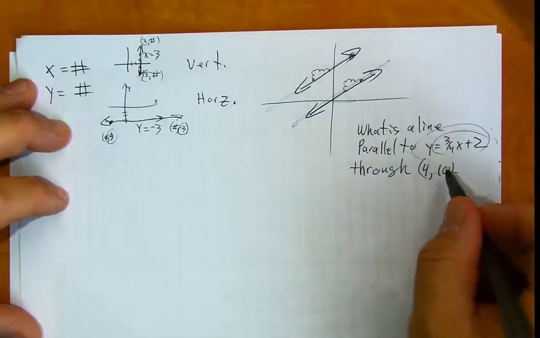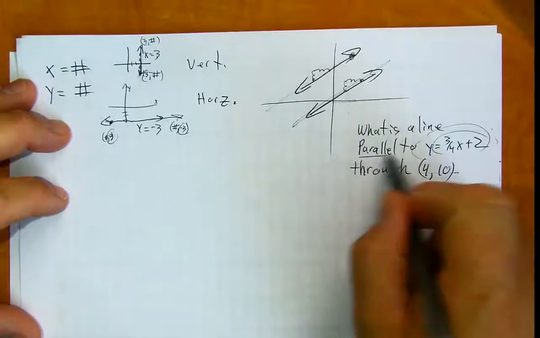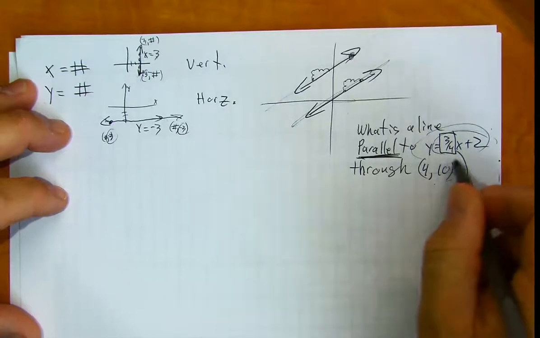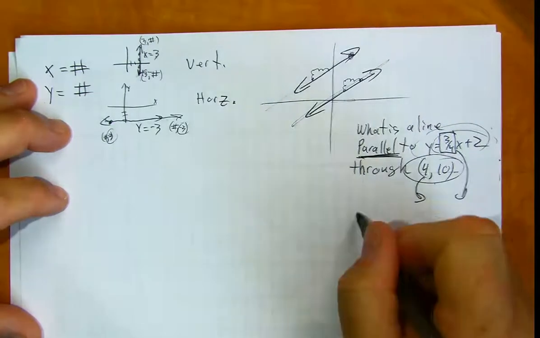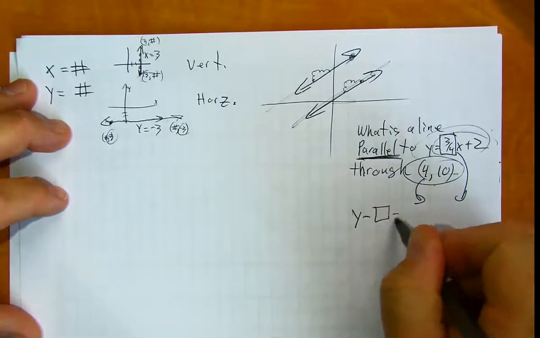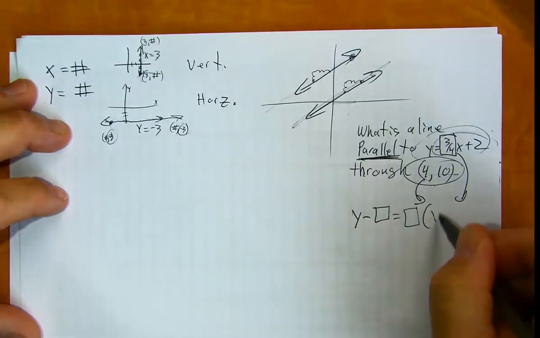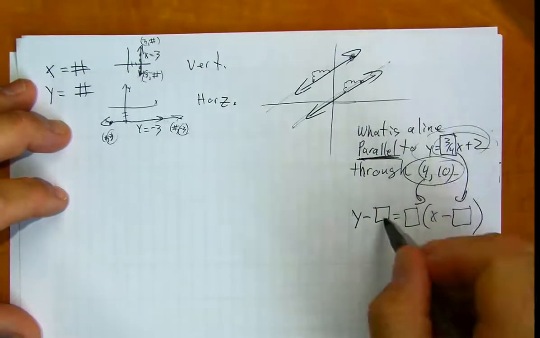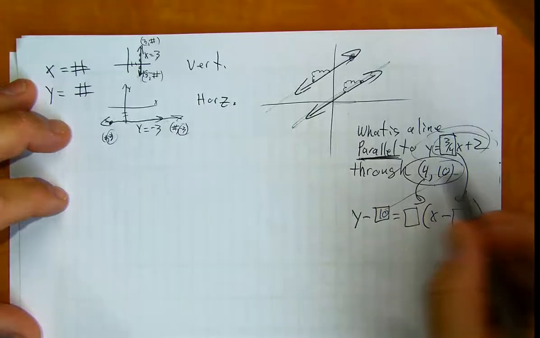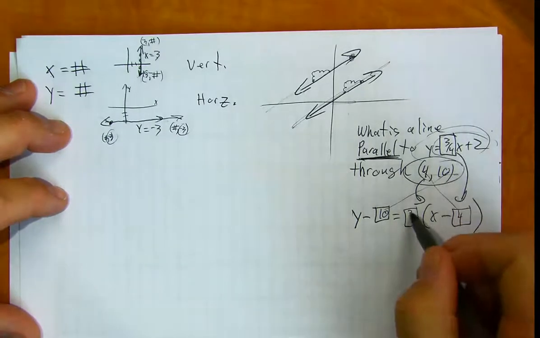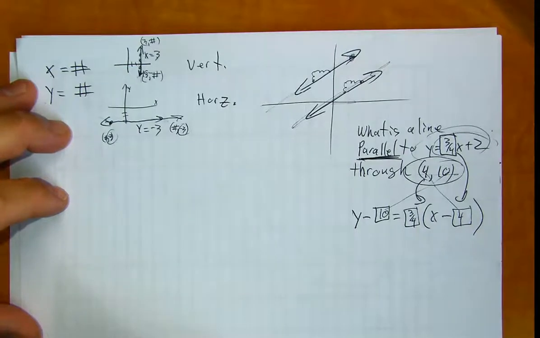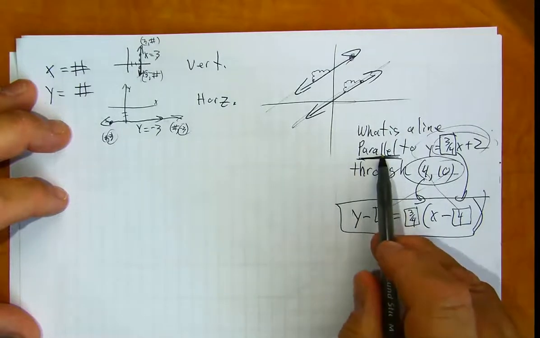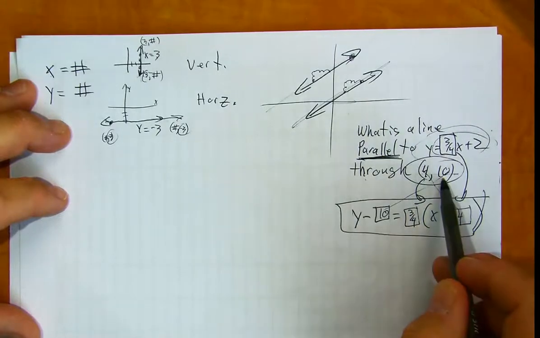To do that, it's actually pretty easy, because if it's parallel, the slope has to be the same, so I'm going to steal it. I have a point, I'm going to steal it. So now all I need to do is figure out what goes in those boxes right there. And the answer is, of course, the 10 goes here, the 4 goes here, and our slope goes right there. With that in mind, we now have a line that is parallel to this equation through this point.